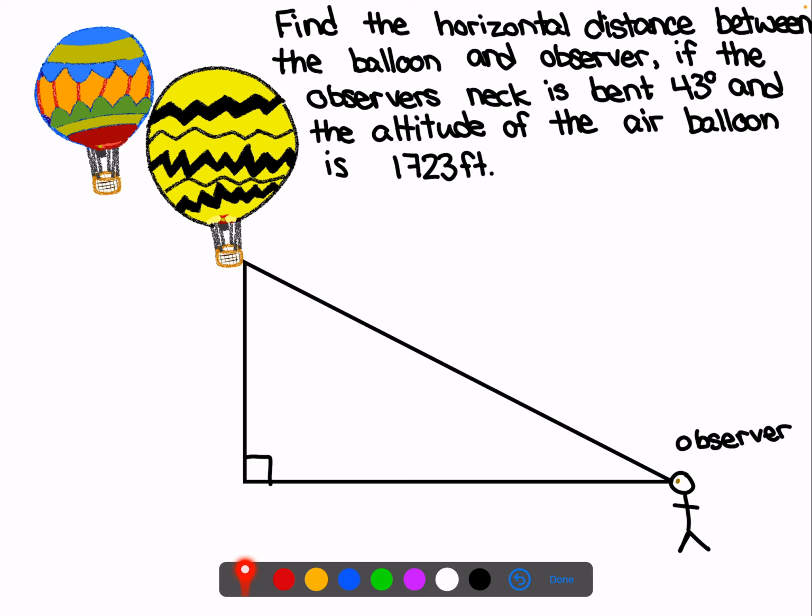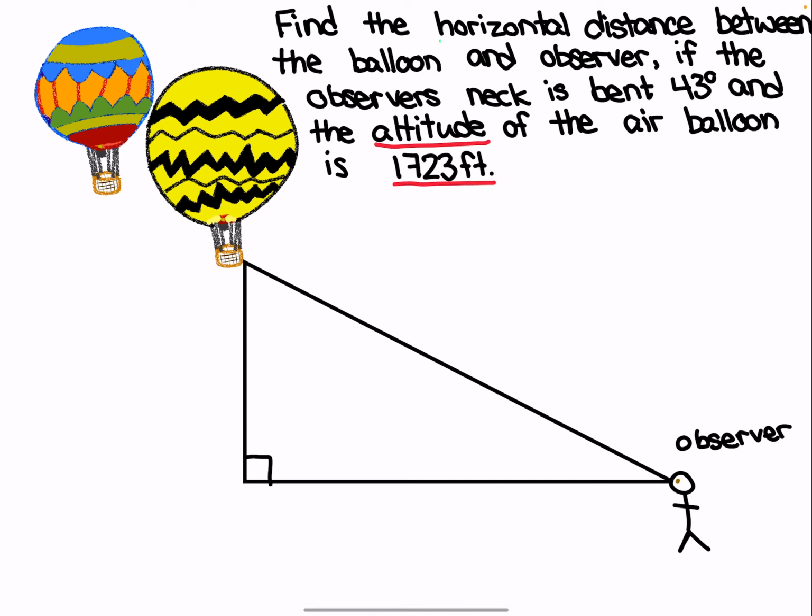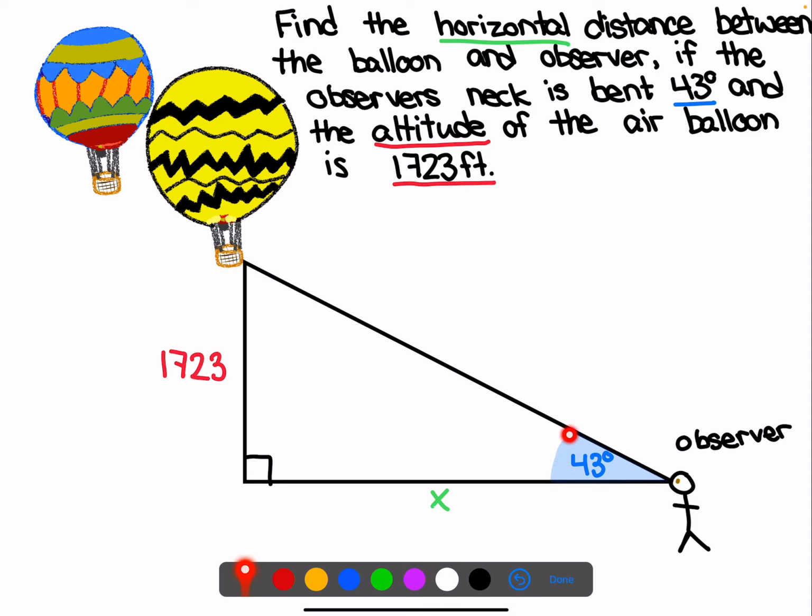We know that the altitude of the hot air balloon is 1,723 feet. We want to find the distance that we are from being underneath the hot air balloon. So we're looking for this distance here, the horizontal distance, x. And we know our neck is bent at 43 degrees. So our angle of elevation is 43.